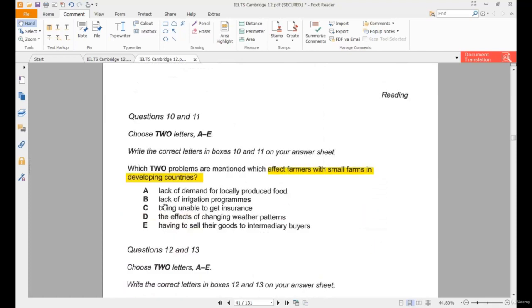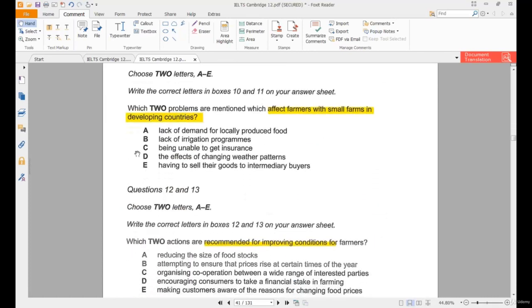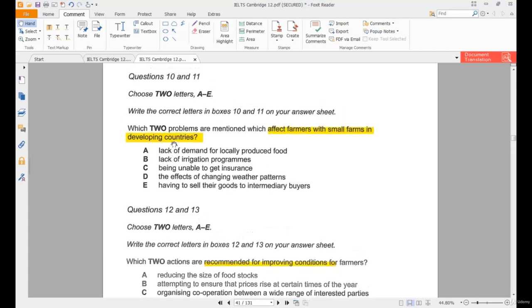Right, and then we also have a question where you have to choose two answers, make two choices. This is a multiple choice question. All right, so this one has more challenging questions.